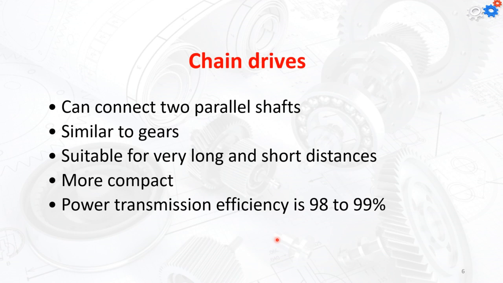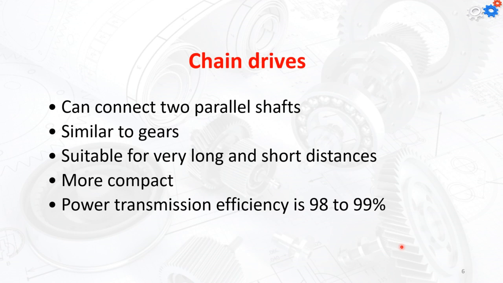The chain drive can connect two parallel shafts, similar to gears, is suitable for very long and short distances, is more compact, and power transmission efficiency can go up to 99%, which is much, much more than what we have in the case of the belts. No friction. That will be the most important thing. And that's what I told you last week about, okay, now it's also getting to the timing. It's not only about transmitting the motion. That's what we have in the case of the timing chain in the engines.